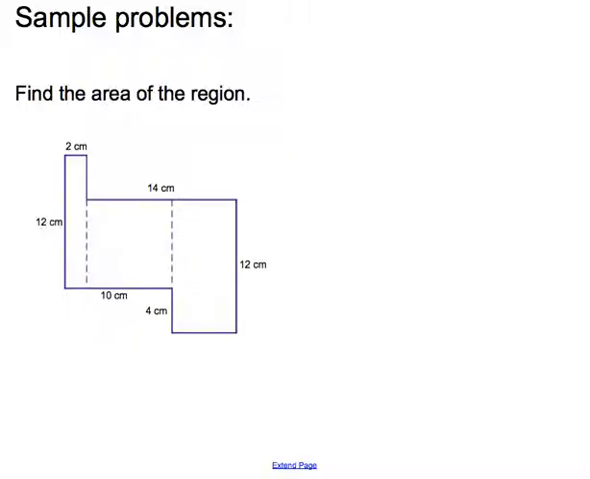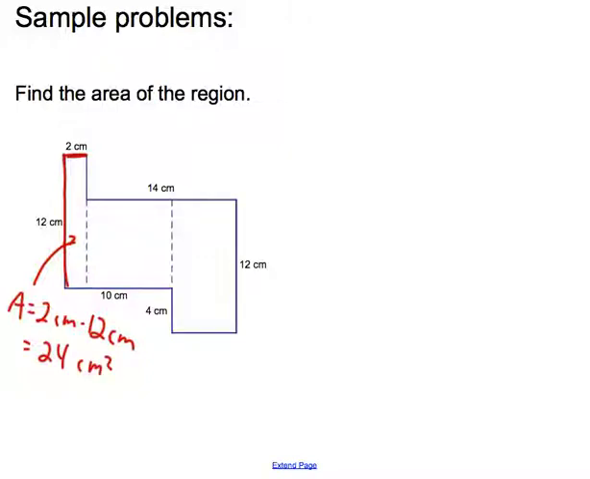I've got 3 rectangles. Each one is going to have a certain number of squares. Then I'm going to add them up. Now the rectangle on the left, this side is 2 centimeters. This side is 12. So our area equals 2 centimeters times 12 centimeters, which is 24 square centimeters.